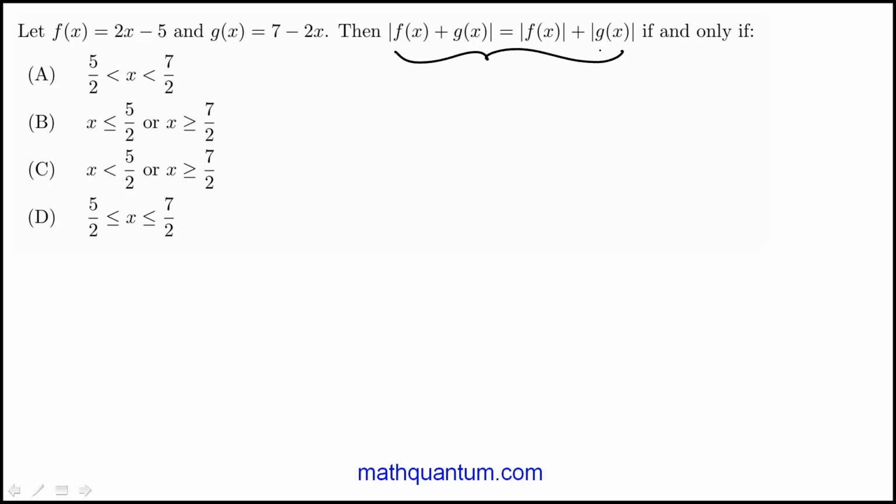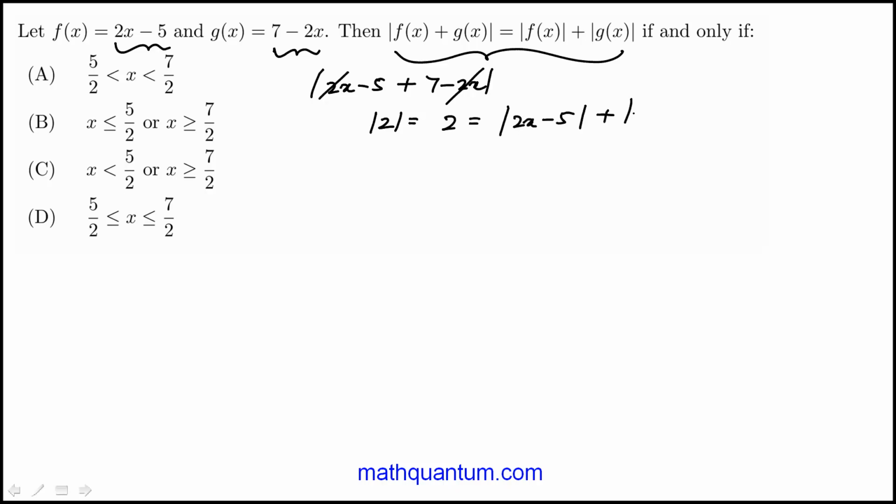First thing I'll do is to simplify that expression by replacing it with these quantities. So this first piece, just adding the two functions, you'll see the 2x terms disappear and we're left with the absolute value of 2, which is just 2. Here we have the absolute value of 2x minus 5 plus 7 minus 2x.